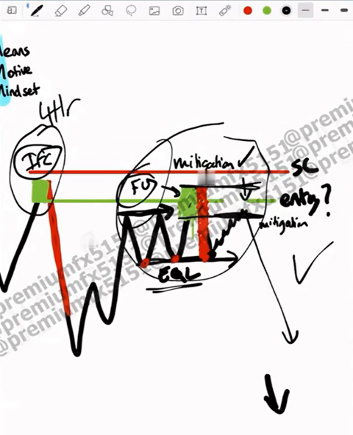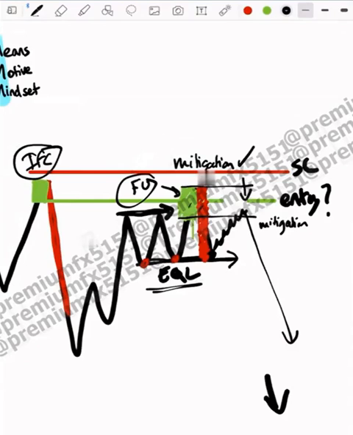Yeah, exactly. So let's get rid of some drawings. Once this IFC has been mitigated and this FU candle has been formed, what is that telling us? Remember, we were trading pro trend. The sell is pro trend, so we're in a bearish market.